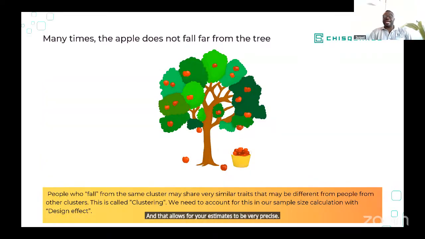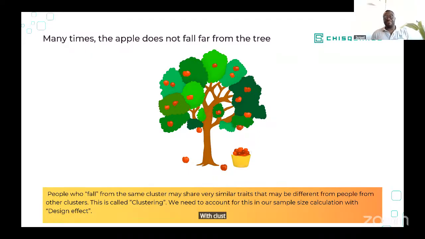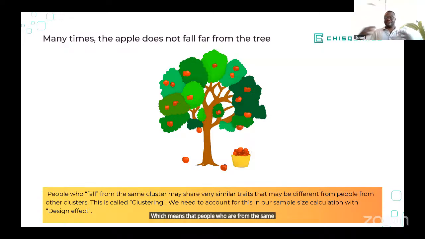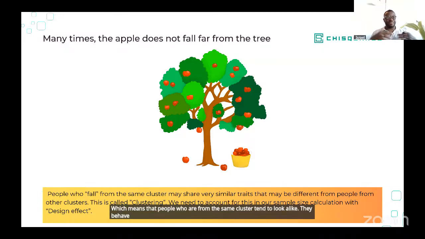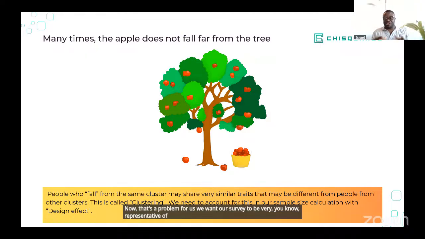Now, we cannot talk about clusters without talking about the problems with clusters. The problem with clusters is that the apple does not fall far from the tree, which means that people who are from the same cluster tend to look alike. They behave alike. After all, they are from the same cluster. Now, that's a problem for us because we want our survey to be very representative of the population. We don't want clustering where individuals just tend to be alike in many, many ways, because that doesn't really give us a true flavor of the diversity of a population.